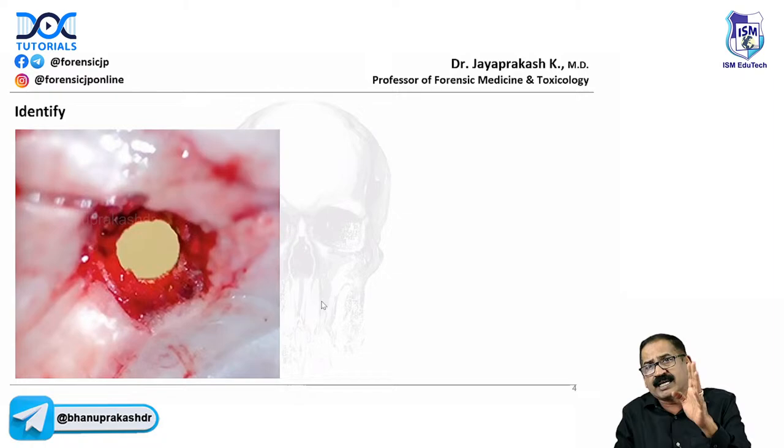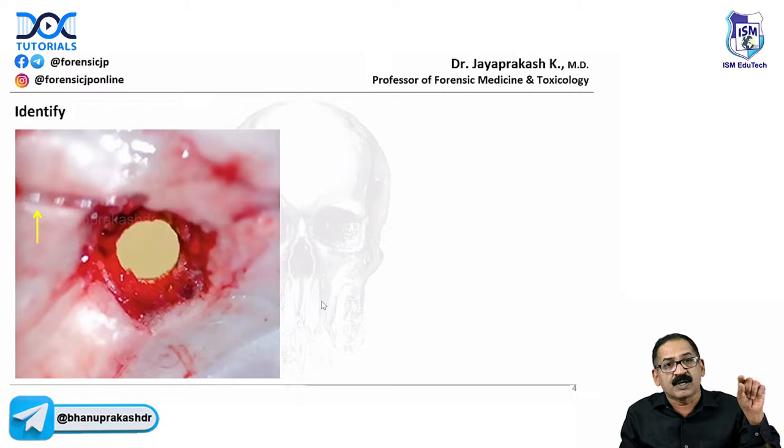Number one, you see the glistening surface. Glistening surface is seen in the inner table. At the same time, you can see the vascular groove. The vascular groove is seen in the inner table. So, it is in the inner table. Beveling in the inner table is wound of entry.